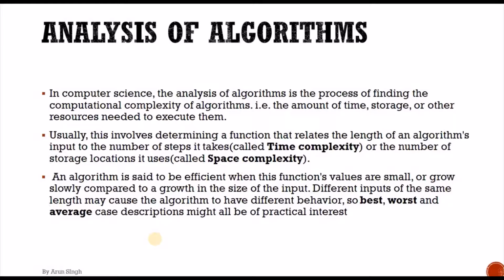An algorithm is said to be efficient when this function's values are small or grow slowly compared to a growth in the size of the input. Different inputs of the same length may cause the algorithm to have different behaviors. So we can say best, worst, and average case of complexity. This description might be of practical interest. Usually when we talk of analysis of algorithm, we put our focus on the worst case complexity.